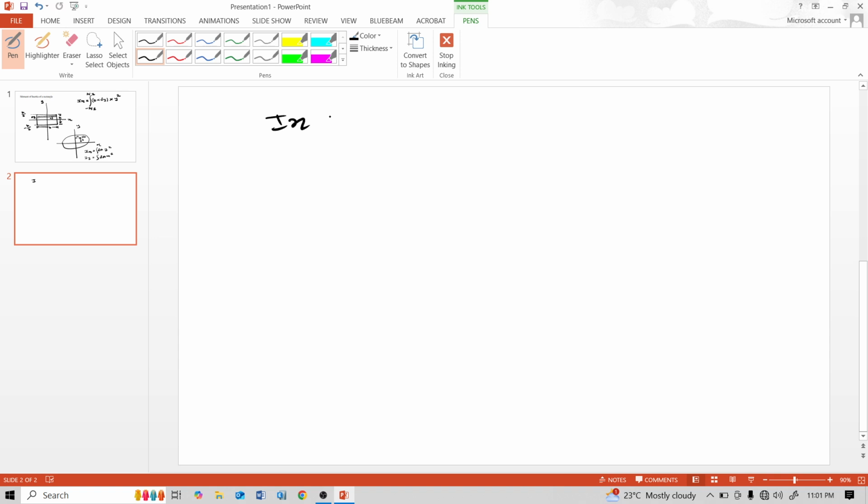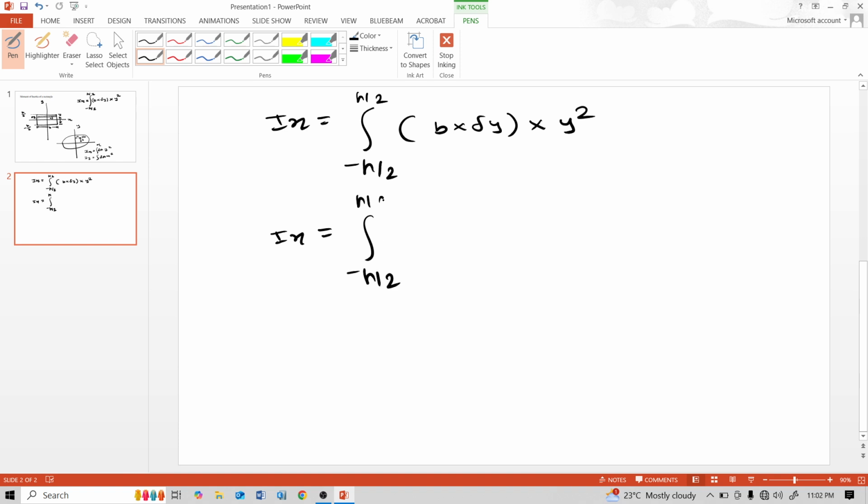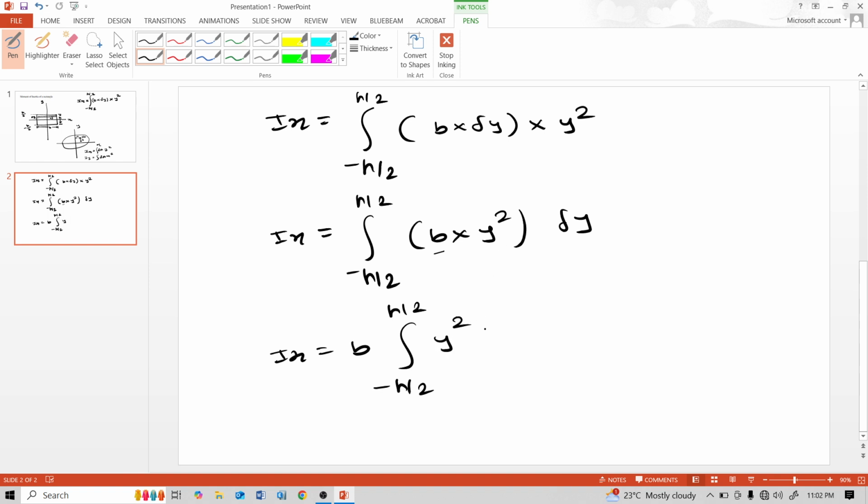So here Ix is equal to the integration from minus h by 2 to h by 2 of the area of the small rectangular elemental strip, b into delta y, multiplied by the square of the distance y. Writing this integration mathematically: the integral from minus h by 2 to h by 2 of b y square dy. Take b common, because the integration is with respect to y: Ix is equal to b times the integral from minus h by 2 to h by 2 of y square dy.